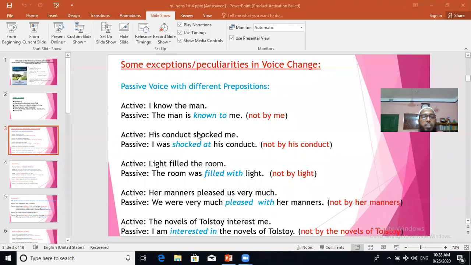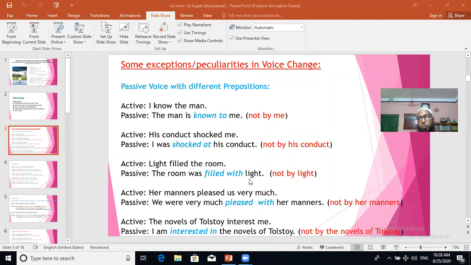I was shocked at his conduct. This is, his conduct shocked me, past simple tense. So the helping verb of past continuous tense is used in passive voice. I was shocked, not by. The verb shocked takes at after it, not by. So this is the exception you should remember. Light filled the room. This is another past simple or past indefinite tense. The room was filled with light, not filled by. Have you got it? So these are the exceptions.